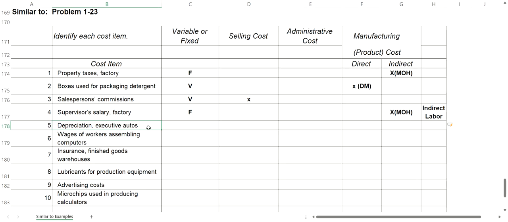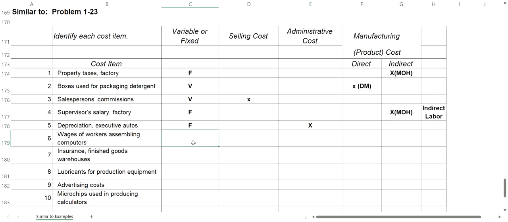Next, depreciation on the executive's autos. Okay, depreciation is a set amount, so fixed. It does say on the executives, so that would be an administrative expense.